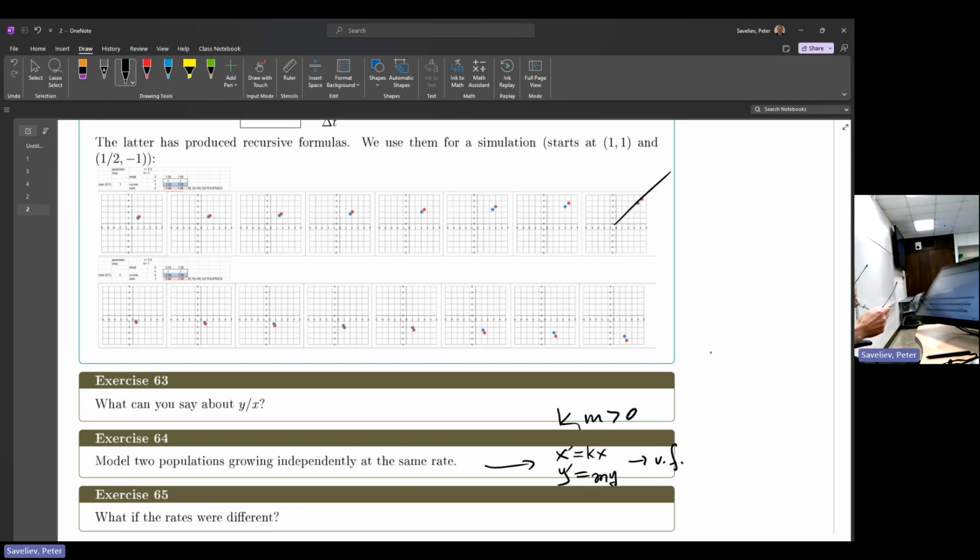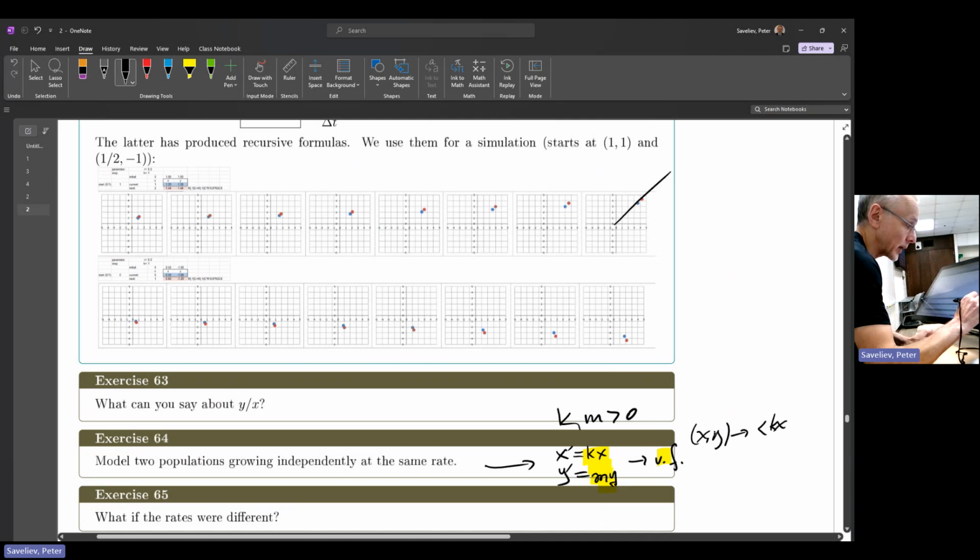So what is the vector field? It's the right-hand side of our equation. So this is the vector field. kx is the first component, and my is the second component. At every point (x, y) it is associated with a vector. What is that vector? (kx, my).